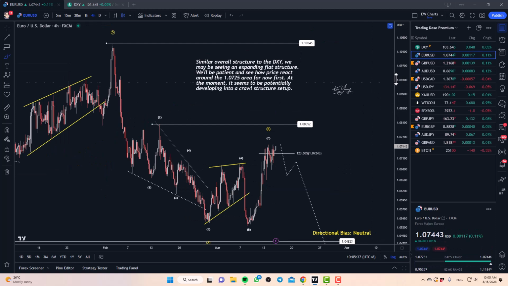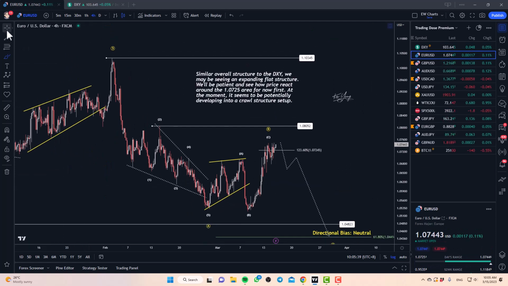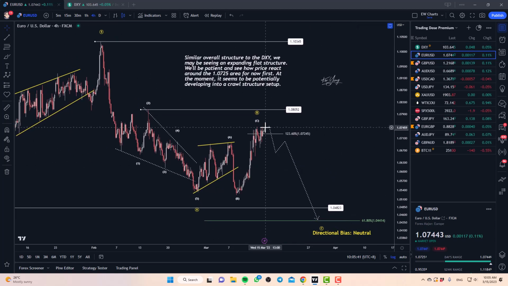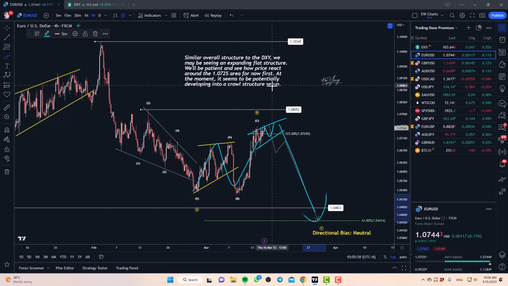Now next up here is the euro. Okay, euro dollar has a slightly different development as of now. This potentially seems a little bit more of a cross structure development eventually, if it continues to develop slowly. And if it gets that, then of course, overall we're still seeing this as an expanding flat and more downside from here, which is in line with the overall dollar index analysis.